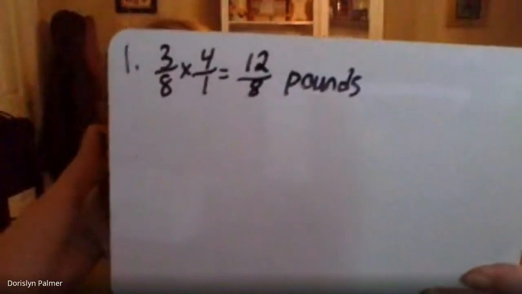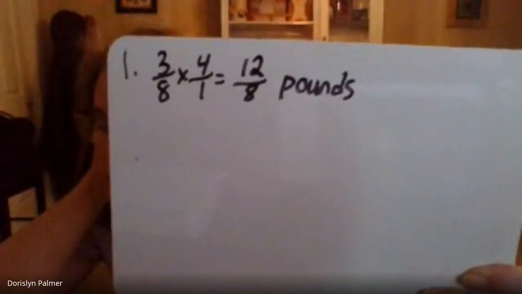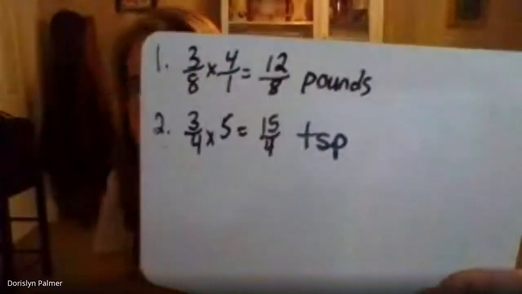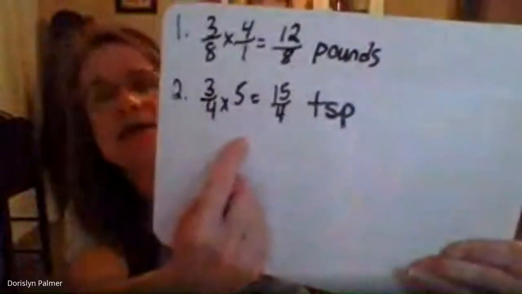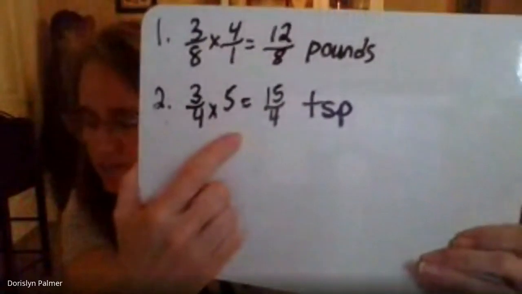Okay, number 2, Brooklyn. Pedro mixes 3/4 teaspoon of plant food into each gallon of water. How many teaspoons of plant food should Pedro mix into 5 gallons of water? 15/4. Good work. And what's our label, Brooklyn? Teaspoons, good, as our label. Yep, 15/4 teaspoons. You guys don't need to keep putting the 1 underneath, it's fine if you don't.